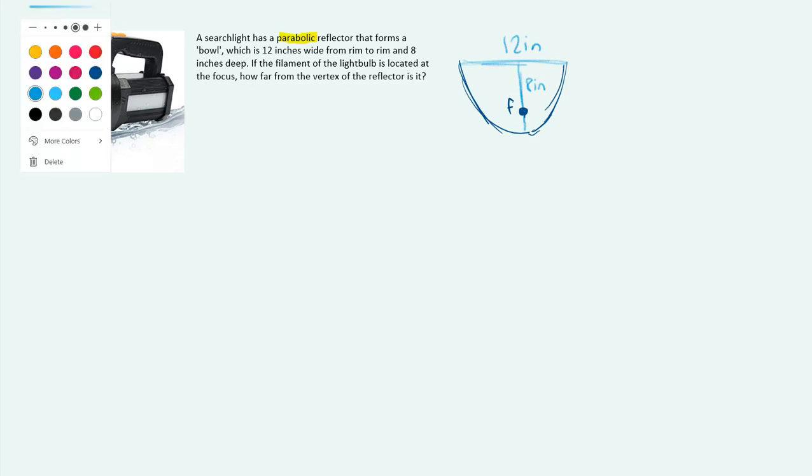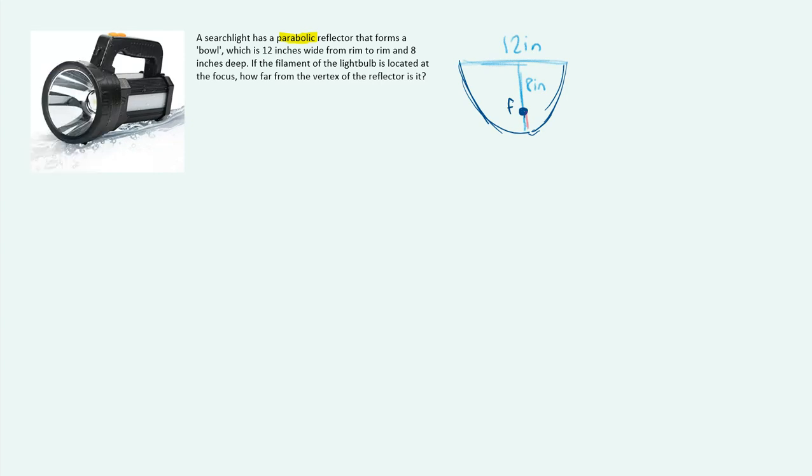So therefore, it's not going to reach the city. The next problem we have says that it has a parabolic reflector. So if it's a parabolic reflector, then that tells me it's going to be a parabola. So I'm going to draw the shape of a parabola. It says that the bowl is 12 inches wide, and it says that it's 8 inches deep. So it wants to know if the filament of the light bulb is located at the focus, how far from the vertex is the reflector. So essentially, you're trying to find your p-value.